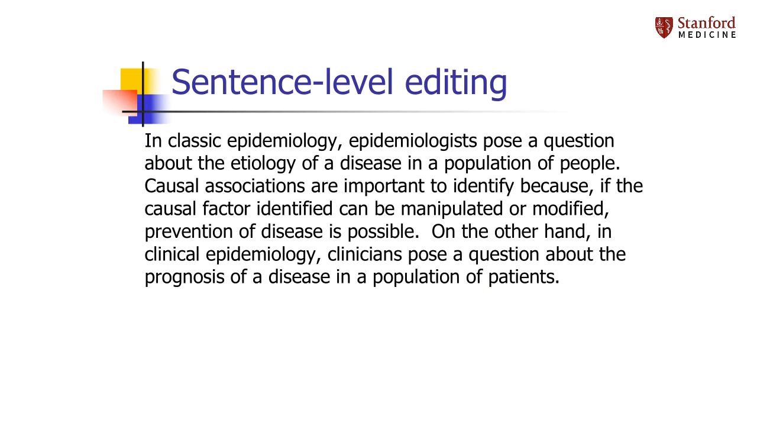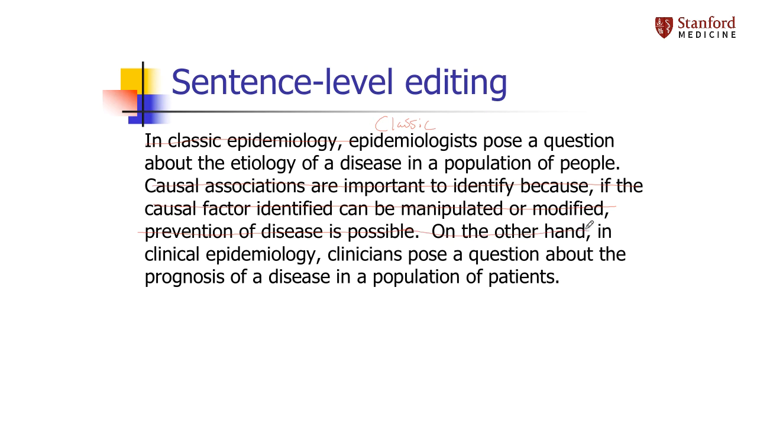So I'm going to do my sentence level editing now on these few sentences. I'm going to change this and make it a little bit shorter by saying classic epidemiologists pose a question about the etiology of a disease in a population of people. I am going to get rid of all this stuff about causal associations for now because I want to get right to that parallel sentence. And later I'll put back in a little definition of etiology, but we can do it much more quickly.